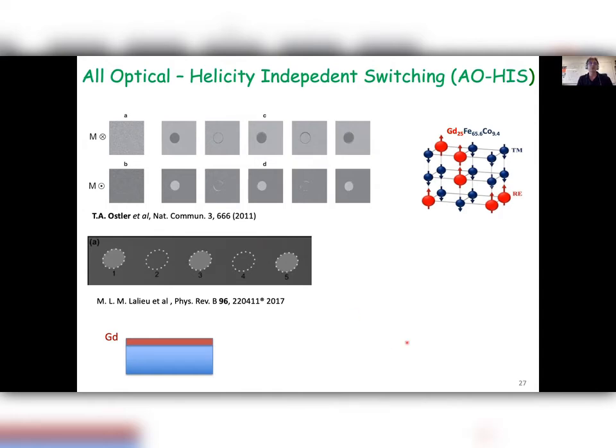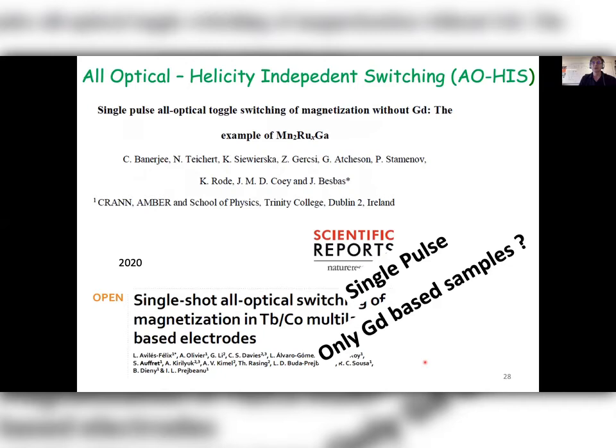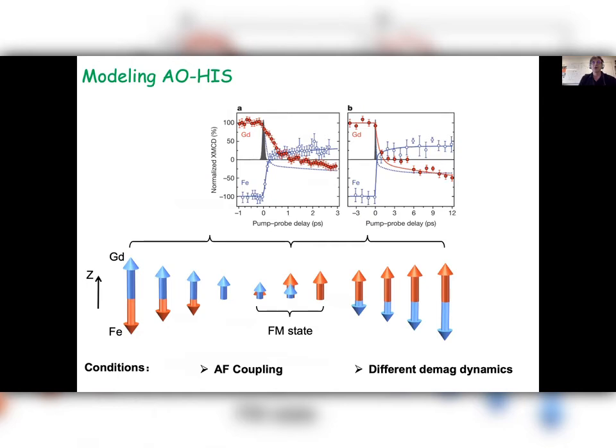This conclusion was true 2 years ago, but now it's not true anymore, since single pulse all-optical switching has been observed on different materials like manganese ruthenium gallium and terbium cobalt. Now, is it exactly the same type of switching? This needs to be discussed. And so, no, you don't need a gadolinium-based sample to see a single pulse switching. But let's look at the gadolinium iron or gadolinium cobalt system.